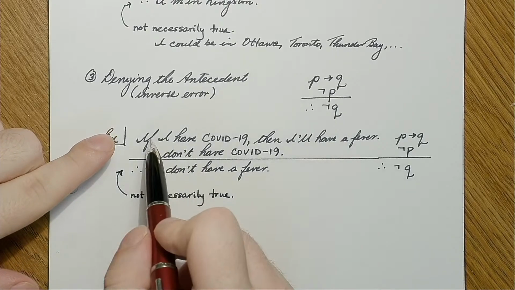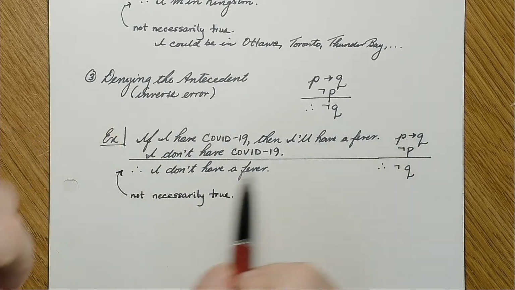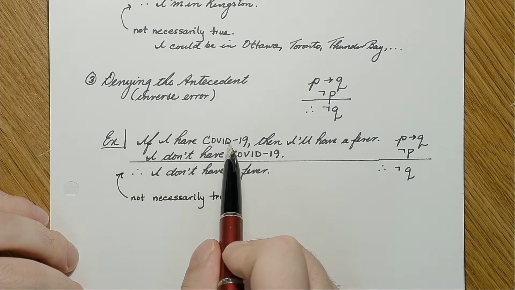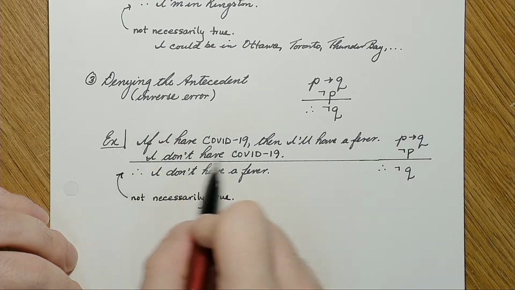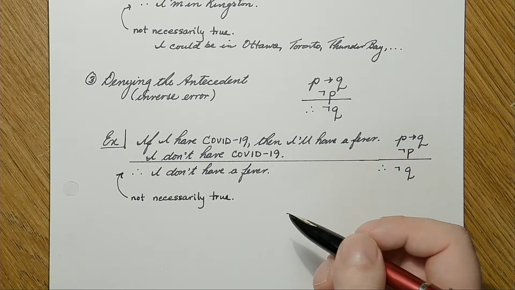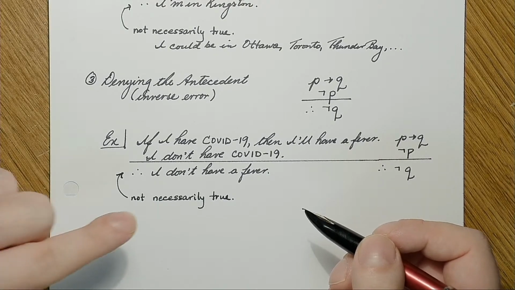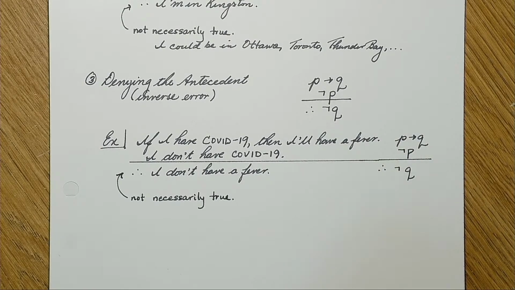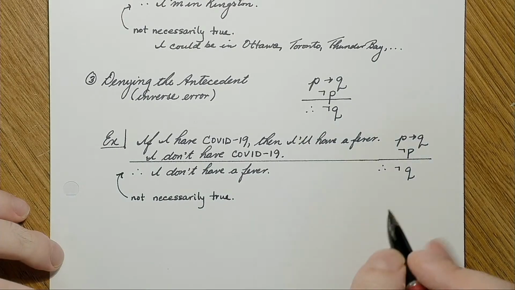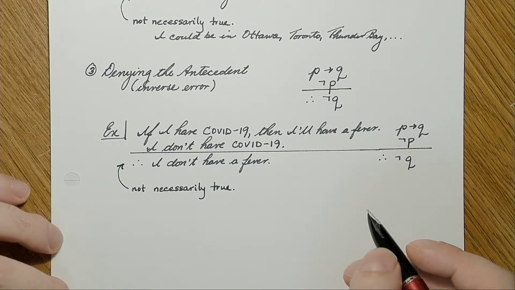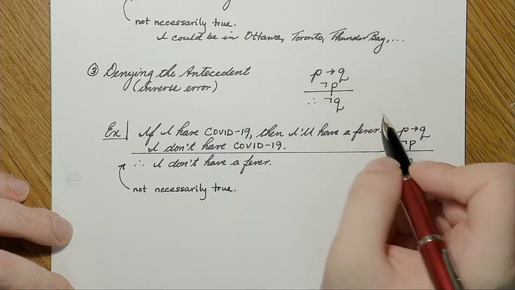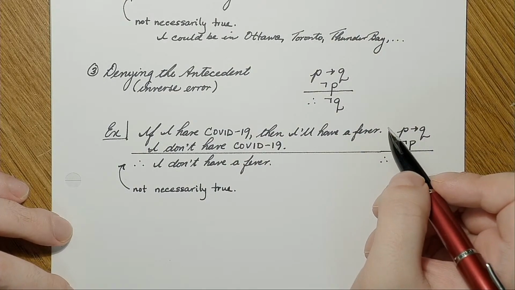So again, you could have a true premise. You've made this cause and effect: if there's COVID-19, then you'll have a fever. This can be true. I don't have COVID, but then the conclusion is not necessarily true. I don't have a fever. And in fact, you could have a different virus. You could have a headache. Lots of other causes for that. So again, denying the antecedent is a form of fallacy.